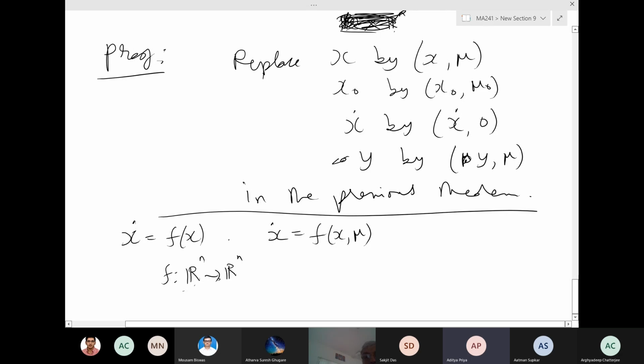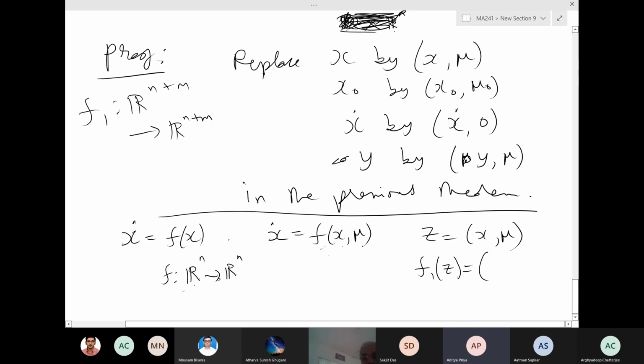So here, what I'm saying is replace x by z equal to (x, mu). But even in this modified setup, f should land back inside the same space itself, right? So I want to get a new f, let's call it f1 of z. I want f1 to go from R^(n+m) back to R^(n+m). So it should have two components. The first component is clear. It should be this f of z. What should the second component be?